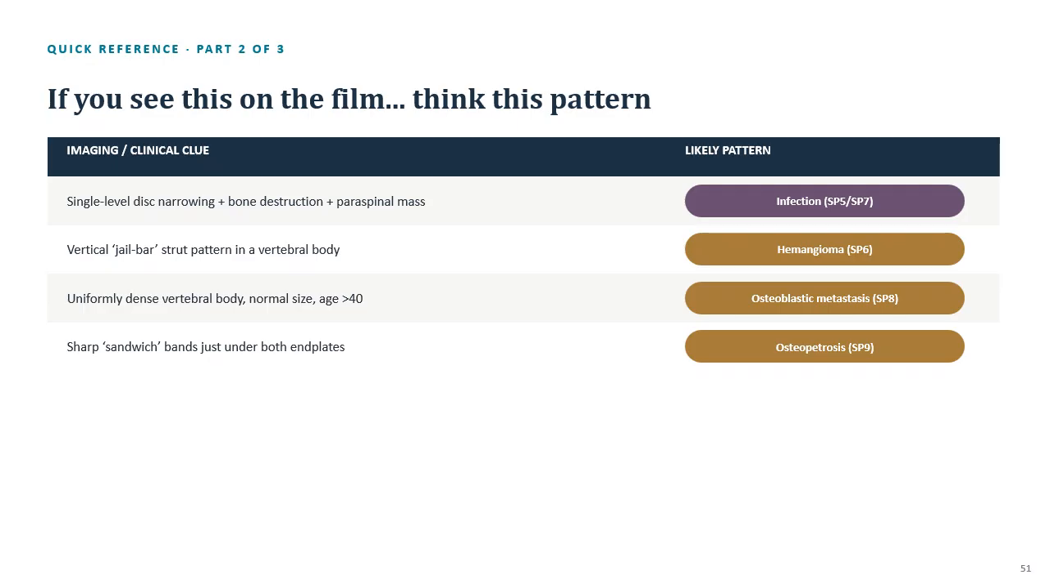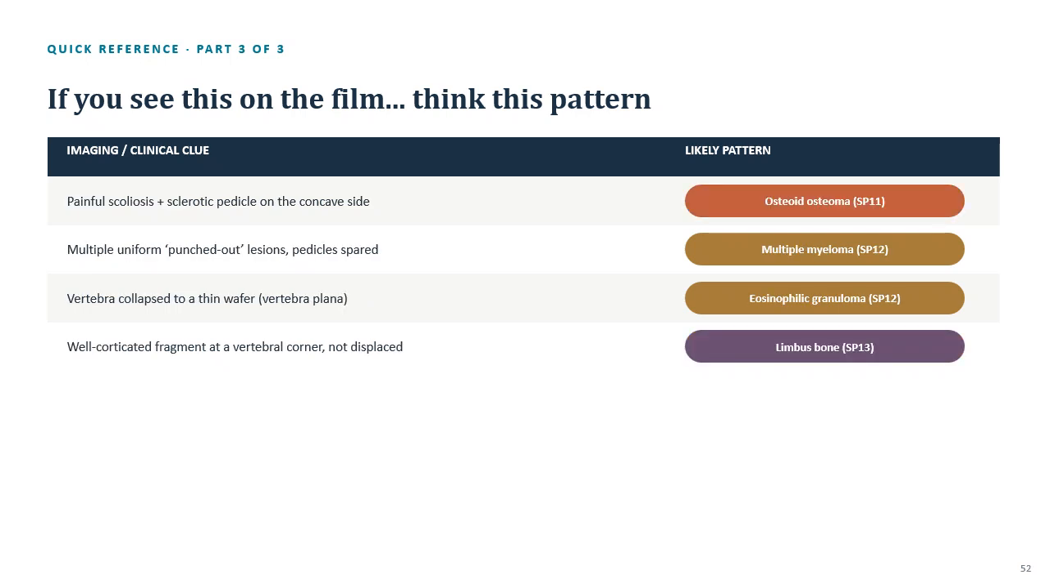So again, when we're looking at these patterns, if we're seeing destruction plus a mass, they might think of infection. Vertical jail bars, hemangioma. If we're seeing that sandwich appearance, they might think about osteopetrosis. And if they're seeing what we consider dense vertebrae, they might consider that there's some sort of metastasis going on, osteoblastic metastasis.